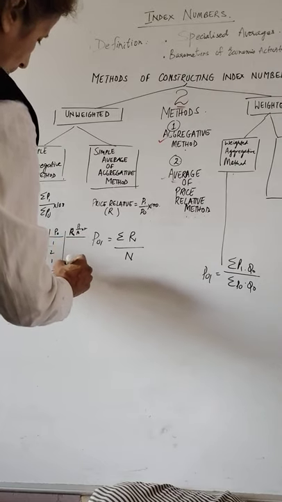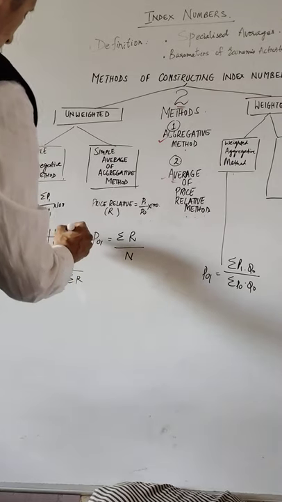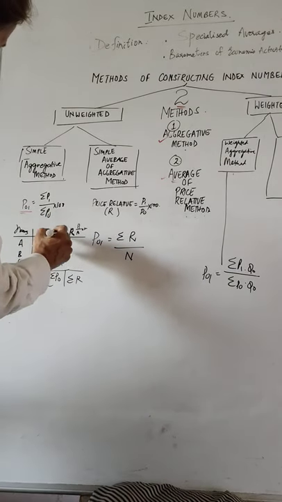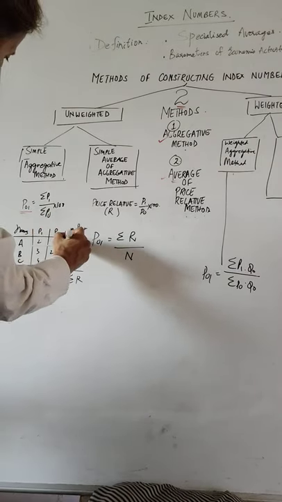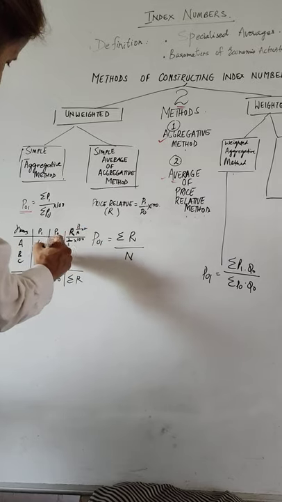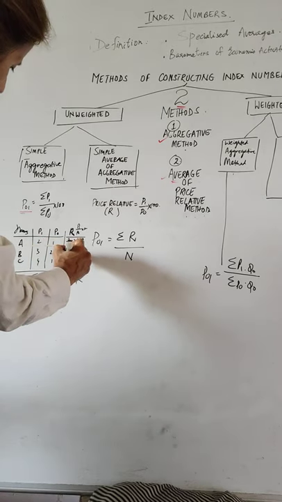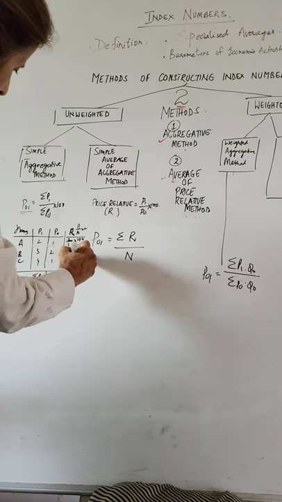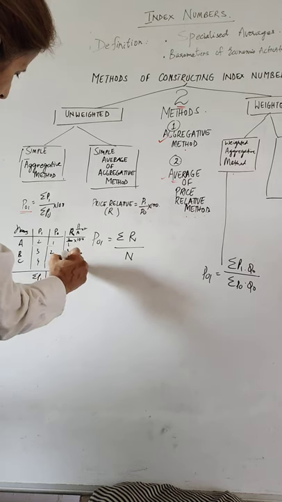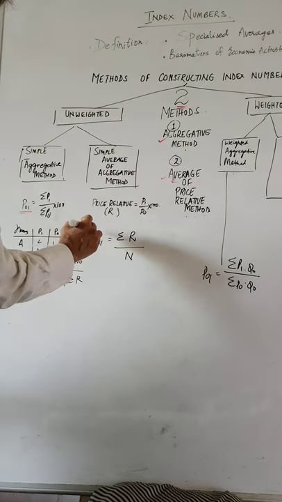And then what we get is sigma R. So how do we do it? Let's just say P1 for A is 2 by 1 into 100. For B, P1 is 3 divided by 2 into 100. For C, this is 4 divided by 1 into 100. So P1 upon P0 into 100.